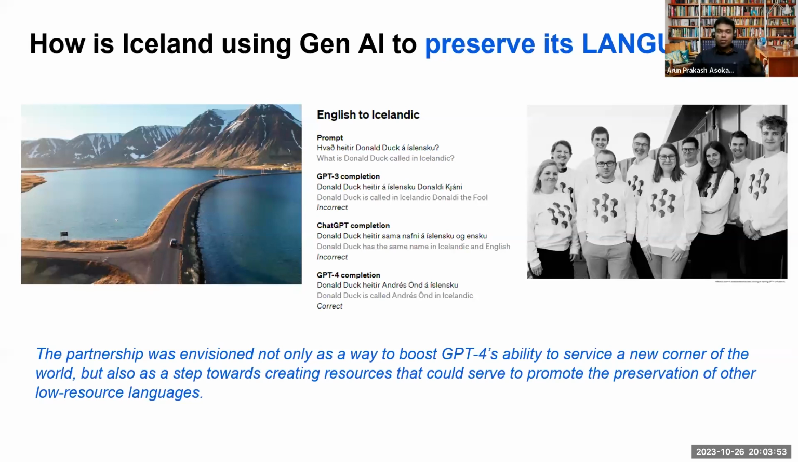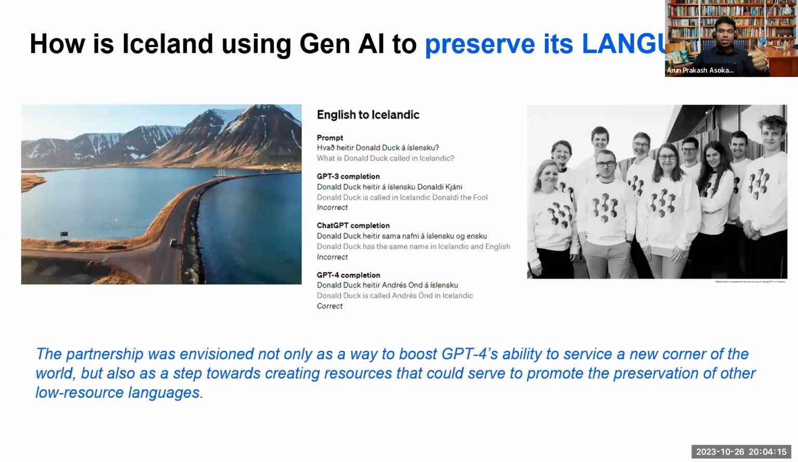Iceland is using GPT-4 to preserve its language, which is at risk due to digitization. The government has a language planning department that coins Icelandic terms for new ideas and has partnered with OpenAI to use GPT-4 to boost its ability to service Iceland and promote the preservation of other low resource languages, right?